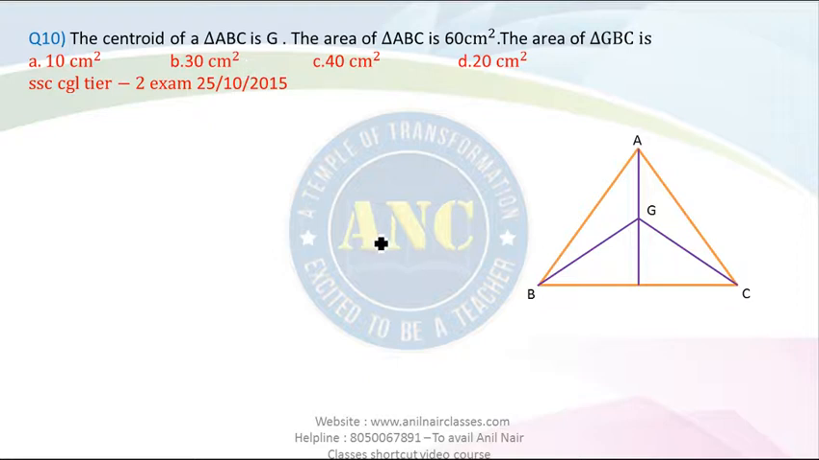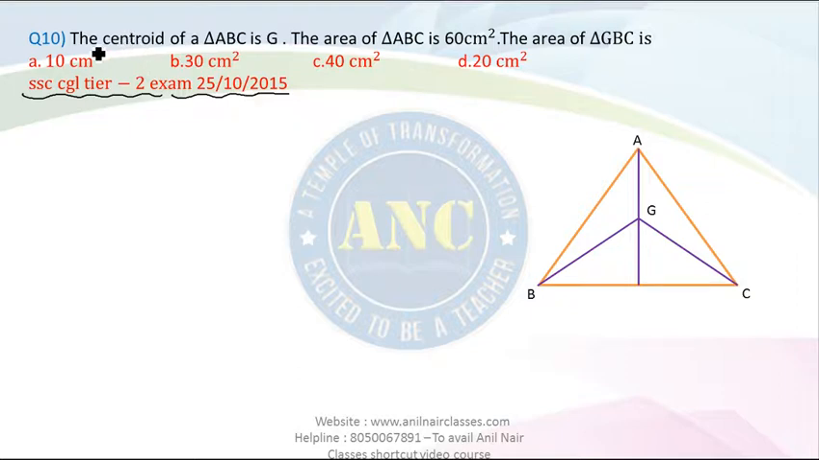Next question, one more question, SSC CGL Tier 2 question in 2015. This question is also based on centroid. Now see here, sir, we have already solved questions number 7 and 8, if I am not wrong, where height is constant. That means both the triangles are sharing the same height. So height was constant in that case. Now let us see the reverse scenario here.